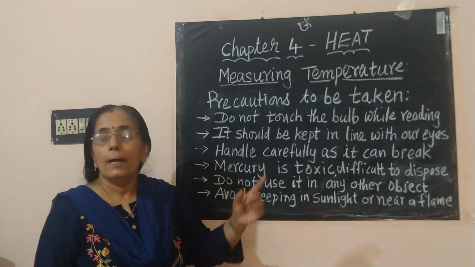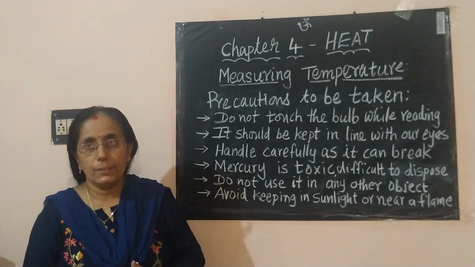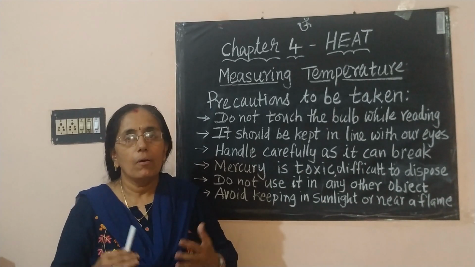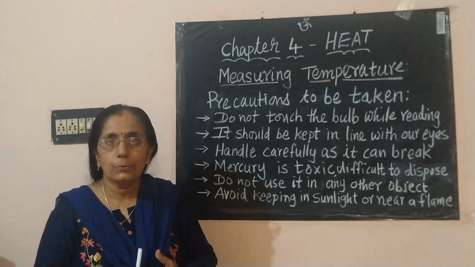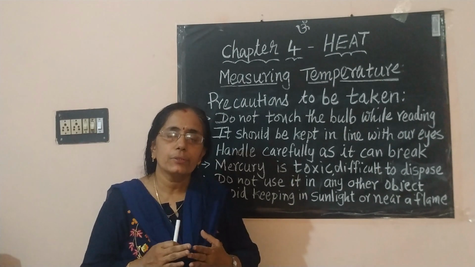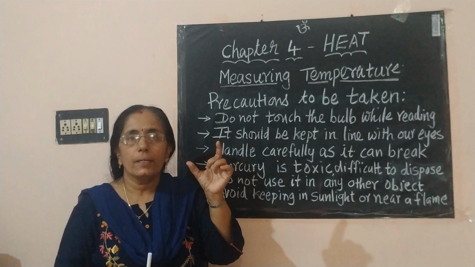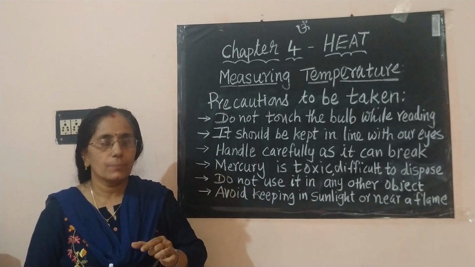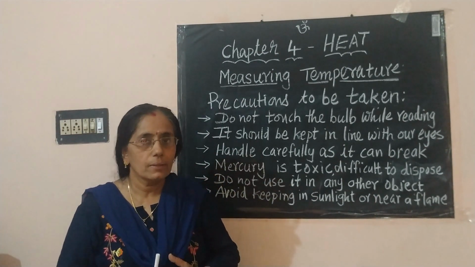Next, mercury is a toxic material, that is, a poisonous material, and very difficult to dispose of. Therefore, always use a thermometer very carefully and do not allow it to break. A clinical thermometer cannot be used to measure the temperature of any other object. What is the reason? We have seen that in a clinical thermometer, the markings are from 35 to 42 degrees Celsius. Only this range of temperature can be measured using a clinical thermometer.